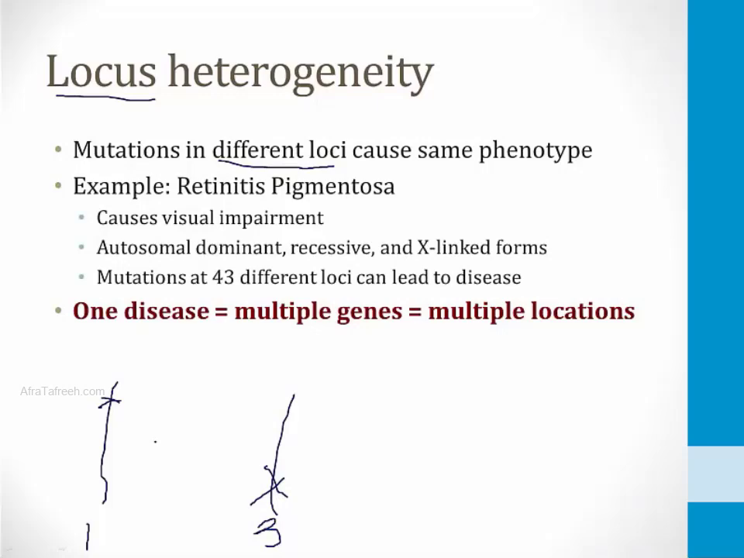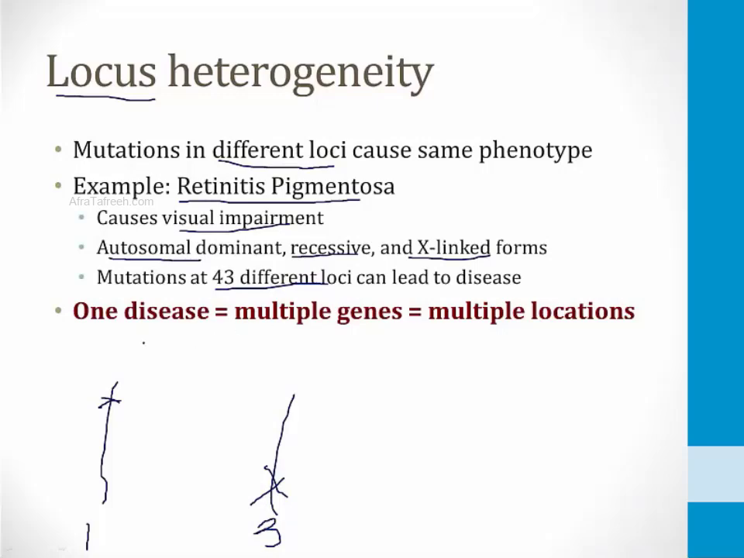This is the same disease coming from genetic mutations in 2 different loci on chromosomes, and this is an example of locus heterogeneity. And one example of this in clinical practice is retinitis pigmentosa. This is a rare disorder that causes visual impairment, and there are many different forms of this disorder. There's an autosomal dominant form, a recessive form, an X-linked form. It turns out that mutations at 43 different loci on chromosomes can all lead to this disease. Therefore, retinitis pigmentosa is said to display locus heterogeneity.